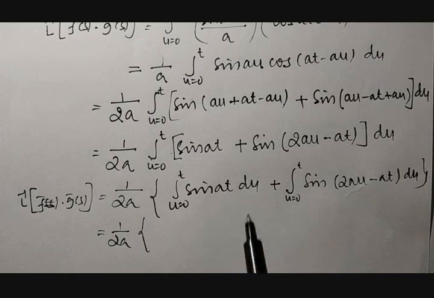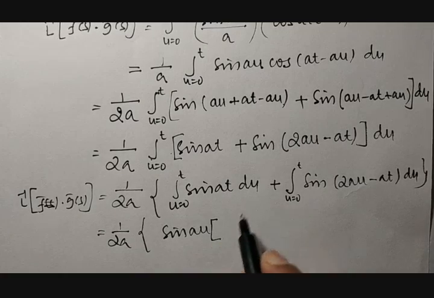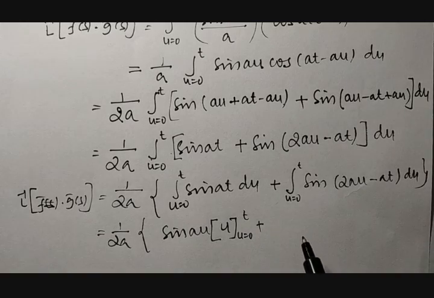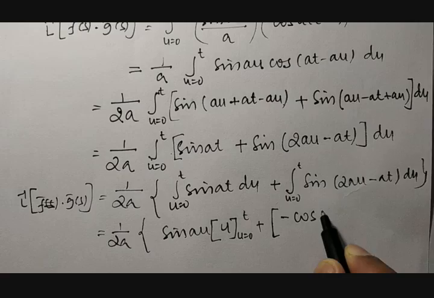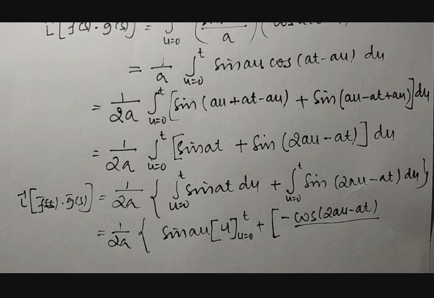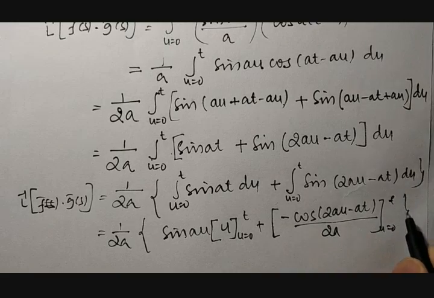Integration of sine at with respect to u means what? Sine at is constant. Then integration of 1 with respect to u is u, where u is from 0 to t. Plus integration of the second term, integration of sine is minus cos of 2au minus at, divided by the differentiation of this bracket, that is 2a, between u equal to 0 to t.